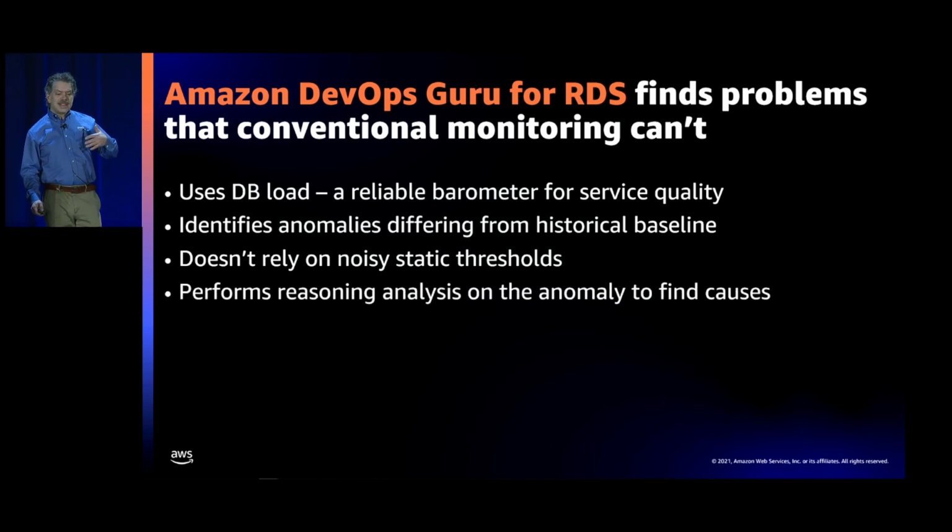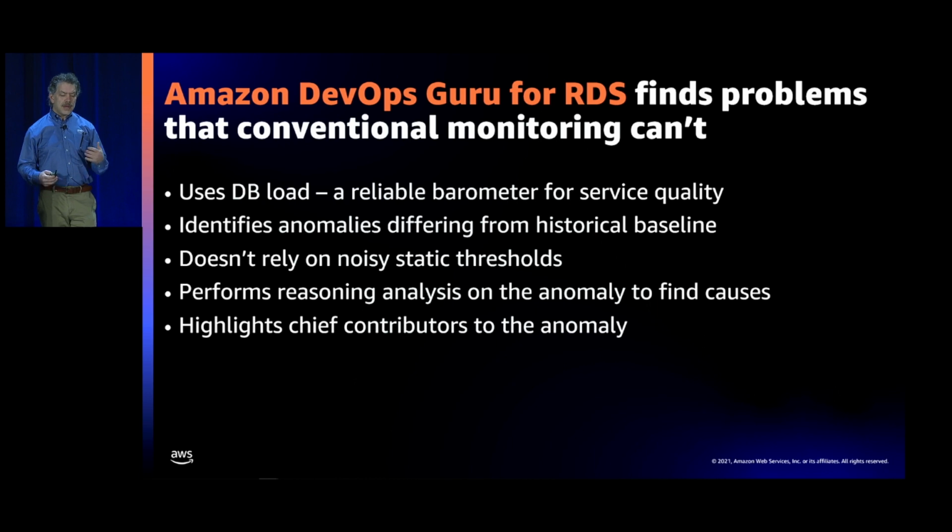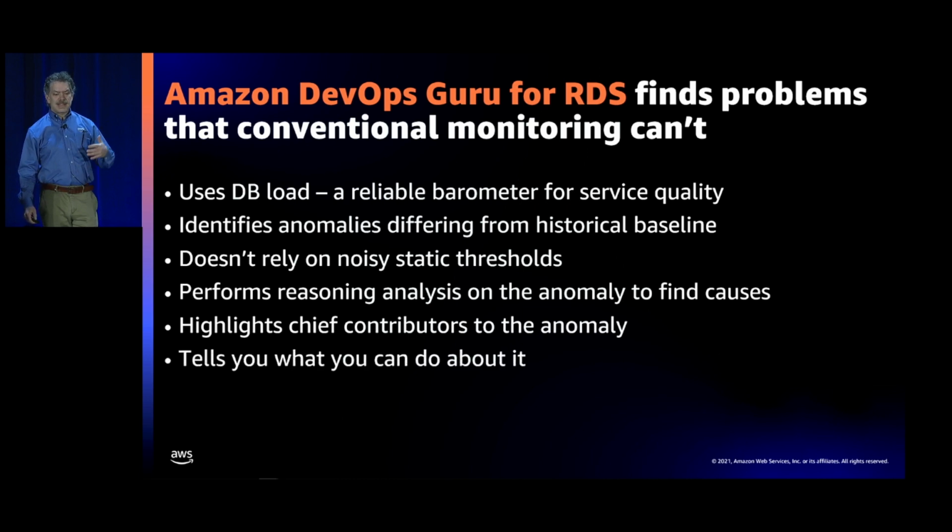And so DevOps Guru for RDS analyzes these anomalies. It pulls them apart into their constituent pieces and is able to identify causes based on algorithms that we've developed from years of our experience doing performance analysis at Amazon across our many thousands of databases. And so what this ends up doing is providing customers clear explanations of the results of this analysis. The heaviest hitting bottlenecks get highlighted in DevOps Guru for RDS, and DevOps Guru provides clear next steps for what you can do about them.